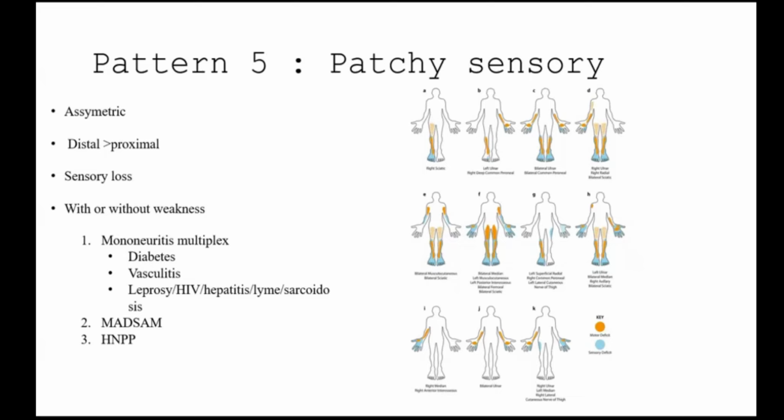And then we are thinking of compression palsies, hereditary neuropathy with liability to pressure palsy. So these people are liable to pressure palsies with trivial trauma or trivial compression. So they will come up with compression neuropathies. So that is the third presentation.